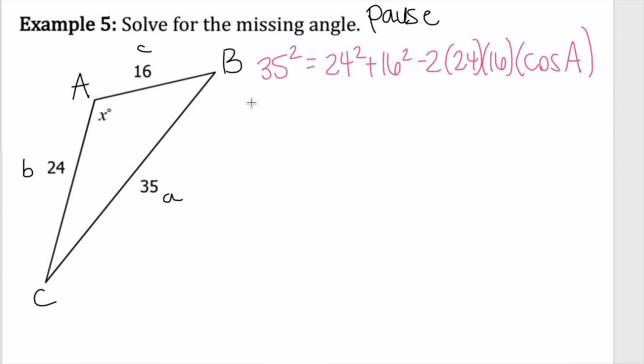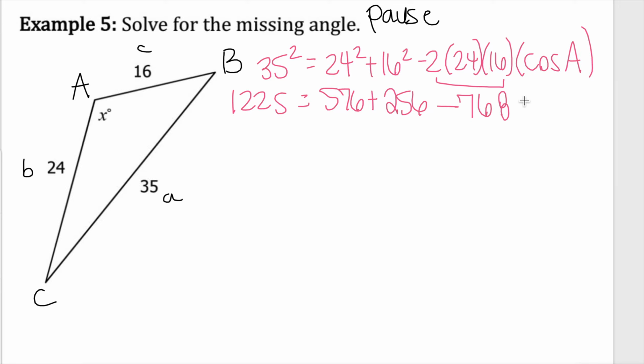35 squared is 1,225. 24 squared is 576. 16 squared is 256. And then 2 times 24 times 16. So I'm going to get minus 768 times the cosine of A. Again, we save this for the very end, so let's focus on these first two things out front. 576 plus 256 is 832. So copy paste everything that's remaining.